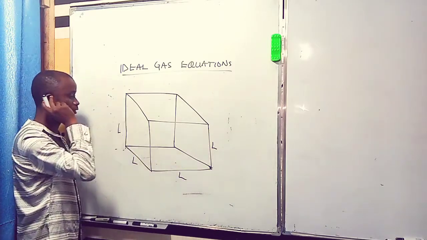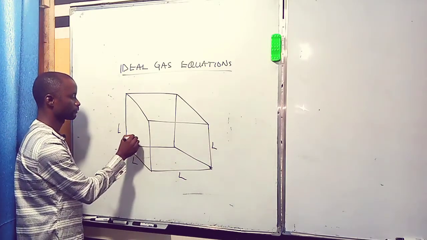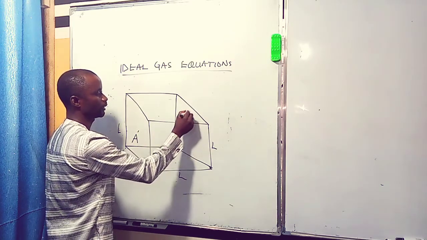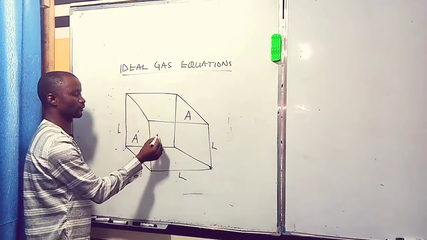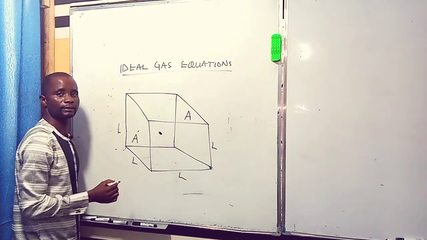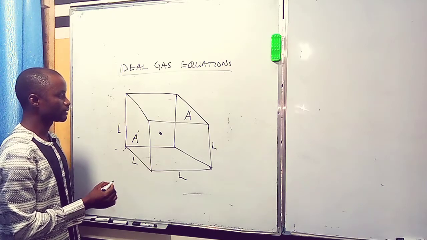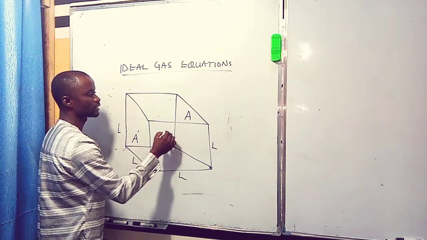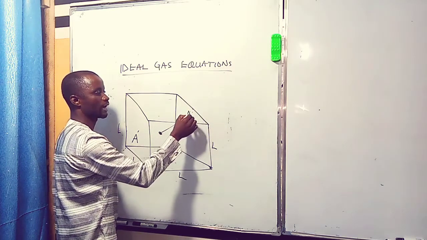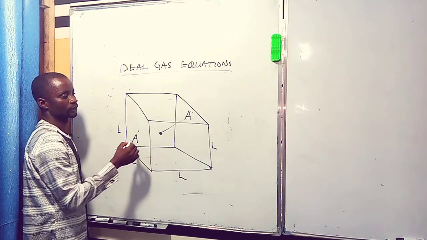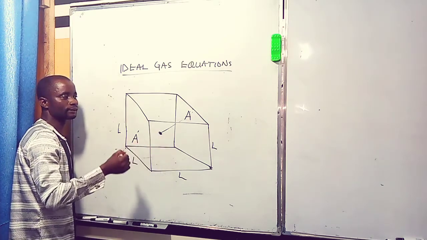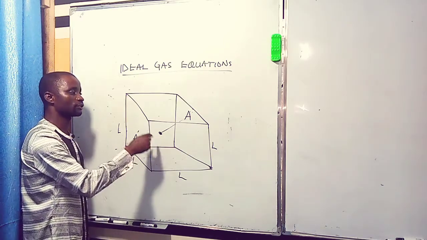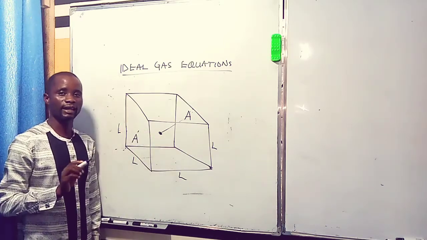Assuming all the sides are equal, and then we have A prime and A in these directions. When you have a single molecule of gas, the gas molecule is not stationary. When this gas moves in this direction, it collides with this wall and bounces back. Now we are going to look at the three directions of the movement of the gas molecule: the x, y, and z axes.